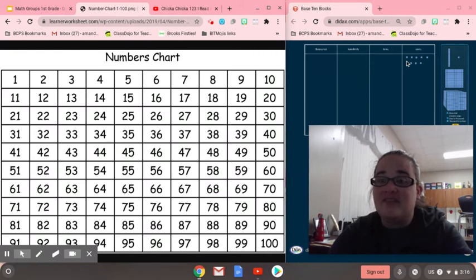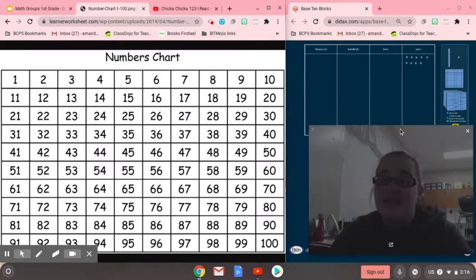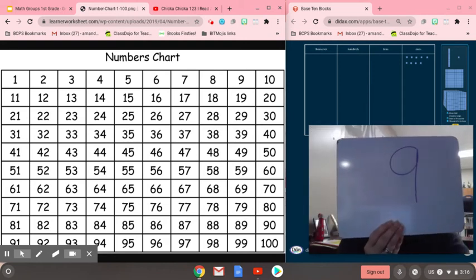All right. Now, another thing I wanted to show you is the base 10 blocks. So here I have 9, and I know this is 9 because I can count how many of these little tiny cubes are there. 1, 2, 3, 4, 5, 6, 7, 8, 9. Now, that is the number 9.